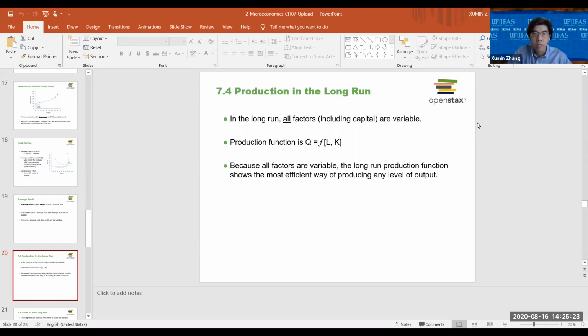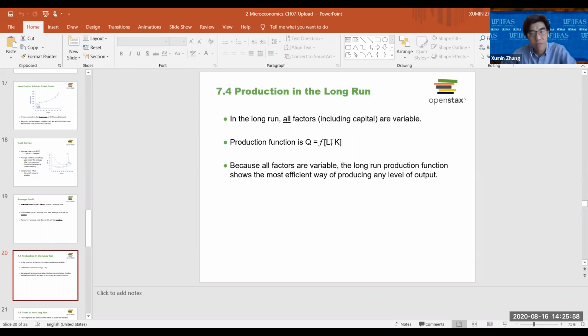Now we discuss production in the long run. We spend quite a lot of time on production in the short run, but the long run is comparatively simple because the only difference is that in the long run, all factors are variable. We are facing a production function, Q, the quantity produced, equal to a function of labor and capital.